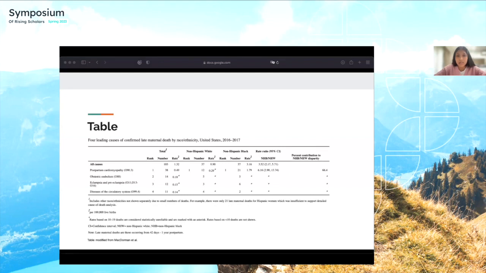This table is similar to the previous one in that it shows the rate at which women of different races die from certain complications. The difference is that it shows data of deaths from the late maternal period instead of the maternal period, which in this case is 43 days up to a year postpartum. And regardless, the leading causes of maternal death show us similar results in that Black women have a higher mortality rate from these complications than white women.